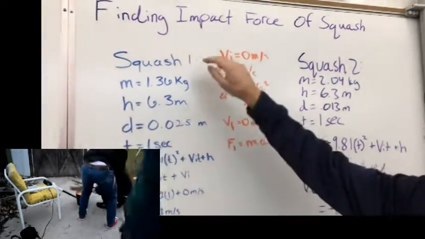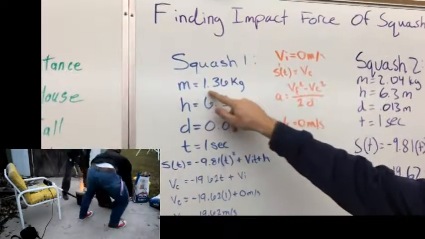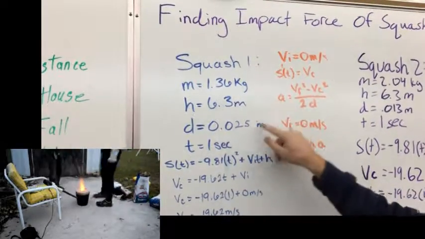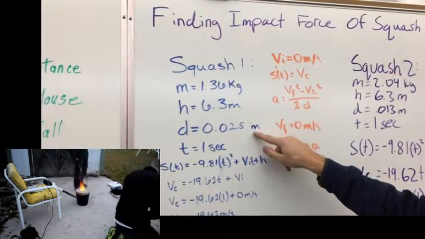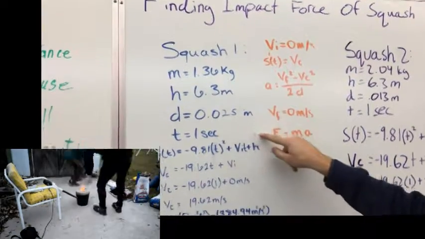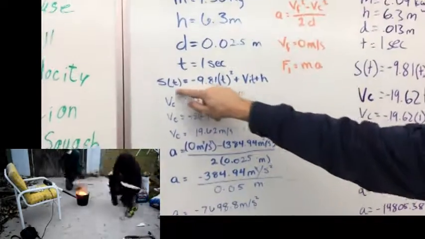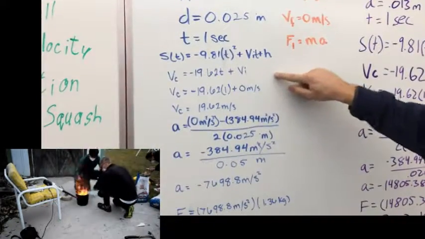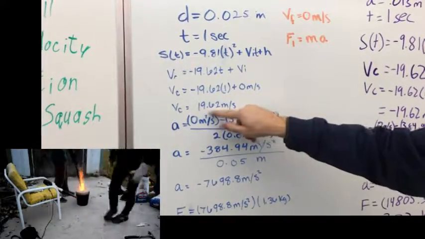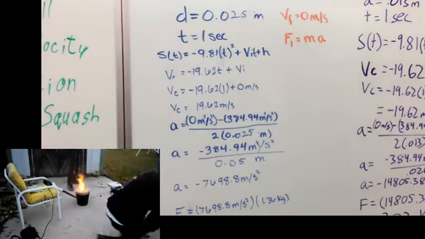So let's get started. Squash 1 had a mass of 1.36 kilograms. The house was 6.3 meters tall. The impact distance was 0.025 meters, and the time it took to hit the ground was 1 second. Plug that in, we get our position formula ready right here. We find the derivative of that, plug in our time, and get a critical velocity of 19.62 meters per second.